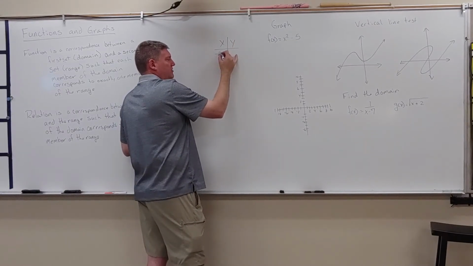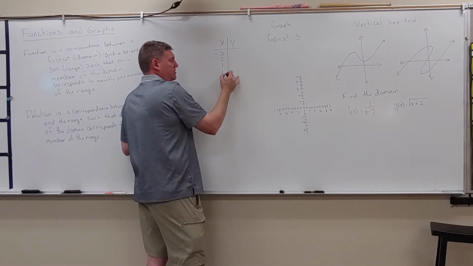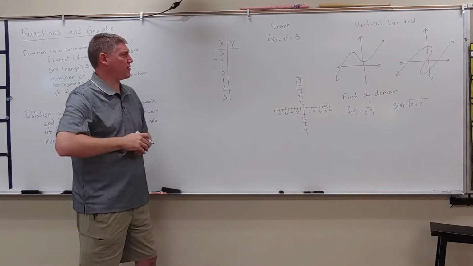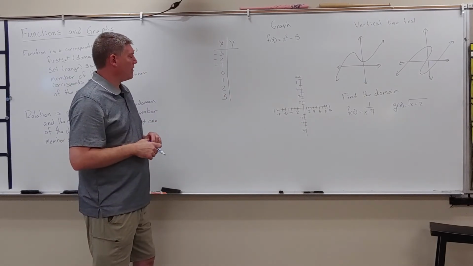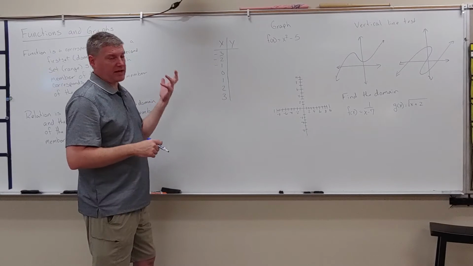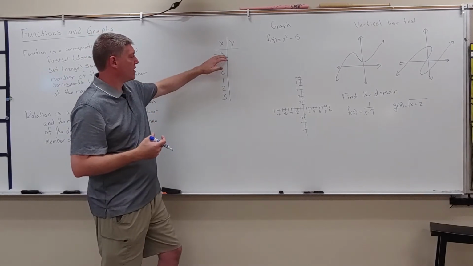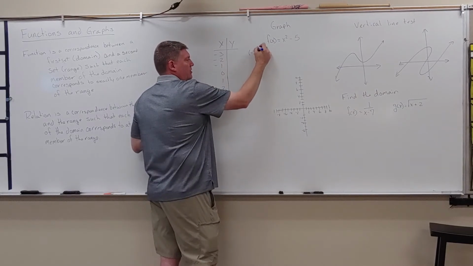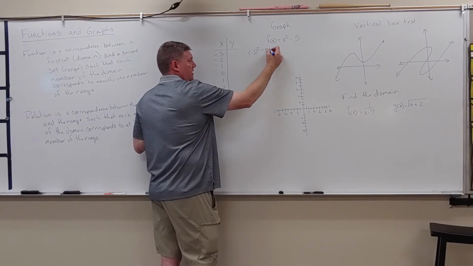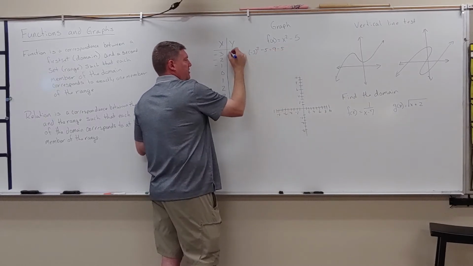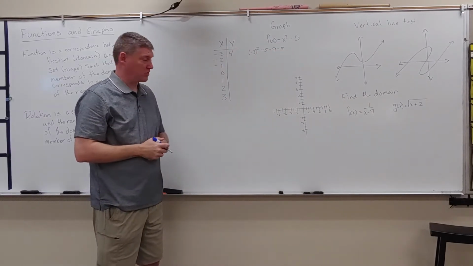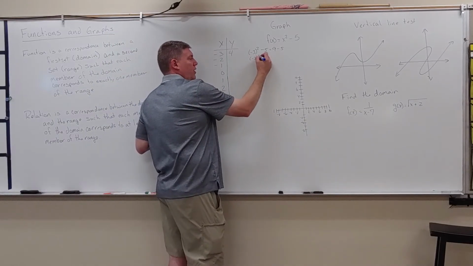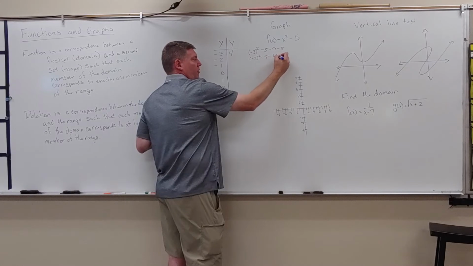I'm going to pick some negatives. Let's go -3, -2, -1, 0, 1, 2, 3. And we'll kind of look to see how that works out. Okay. So I'm going to start by plugging in -3. So (-3) squared minus 5. That gives me 9 minus 5, which is 4. Okay. Good start so far. I'm going to plug in -2. (-2) squared minus 5. That gives me 4 minus 5.